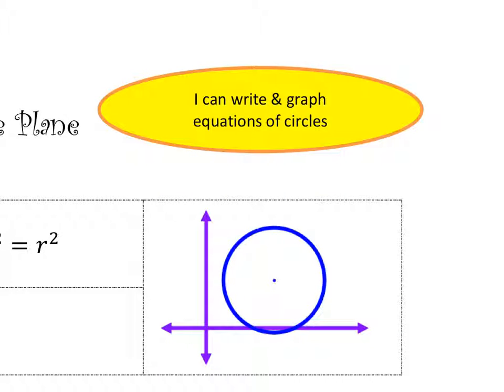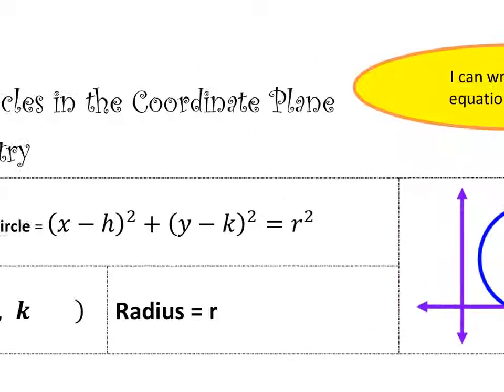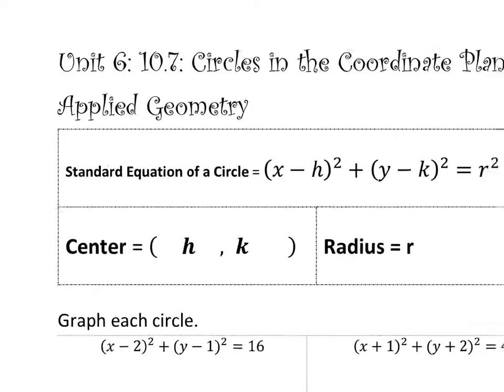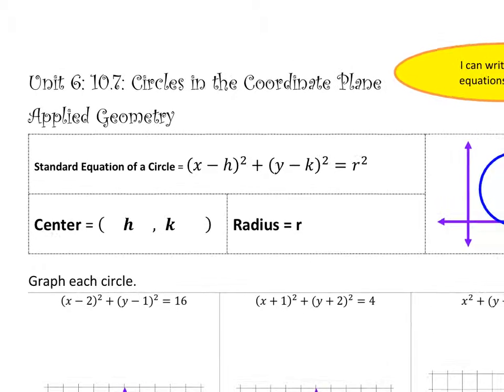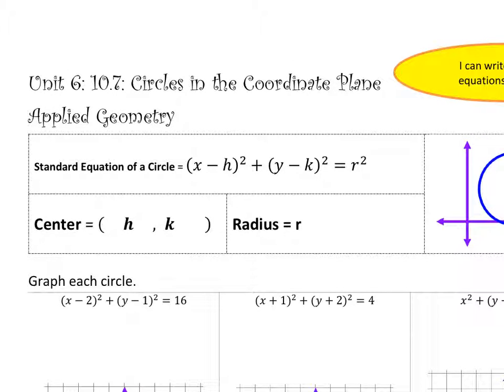All right, what's our I can statement today? Perfect. Today's super easy. It's our last section of chapter 10. It says I can write and graph equations of circles. Here's the equation. That's a long equation, but it's quite easy as we're going to look at it.